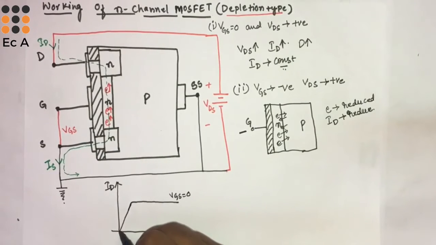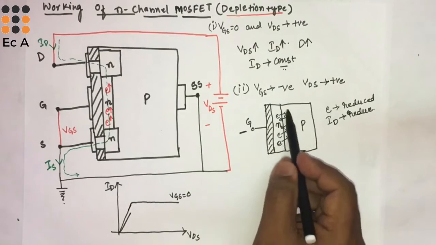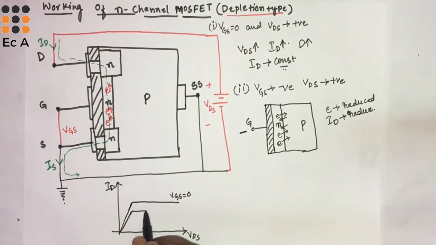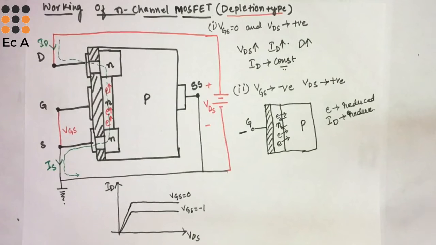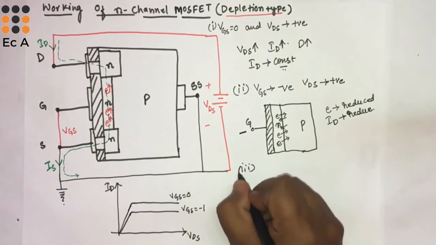So we'll get the characteristics like this. Current will increase linearly. Since there are fewer electrons in the channel, current will be less and it will become constant. Let us say this is for VGS is equal to -1. Now let us take the third case.